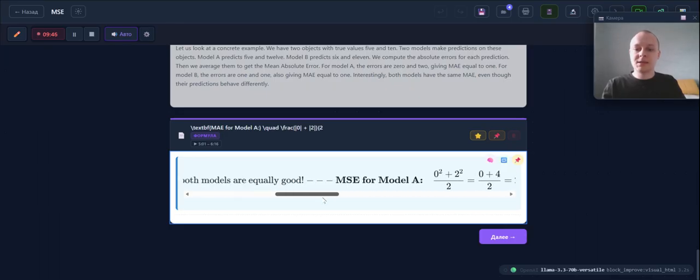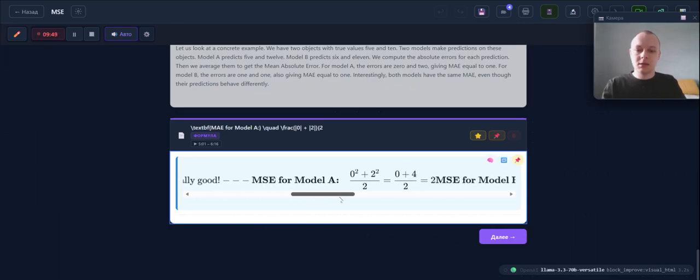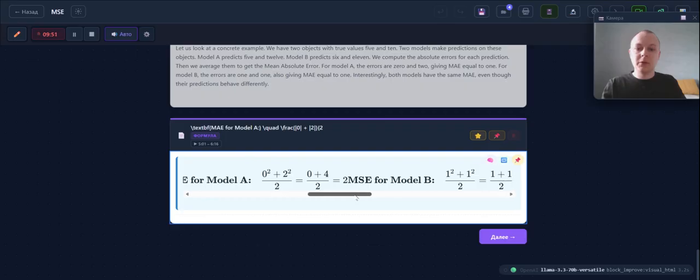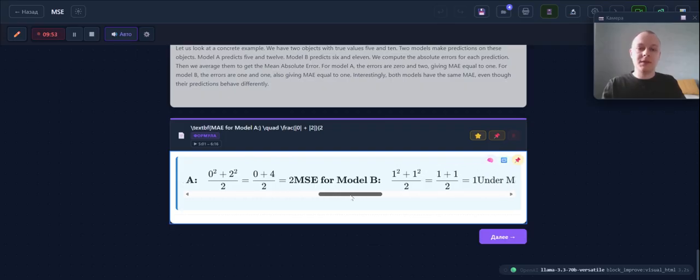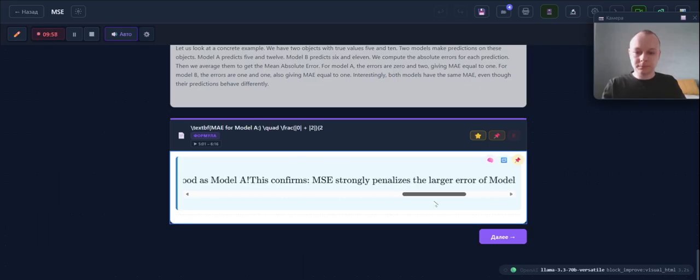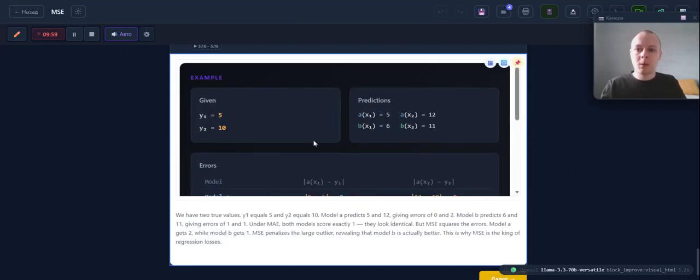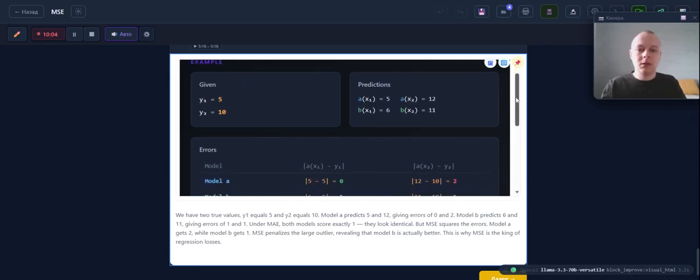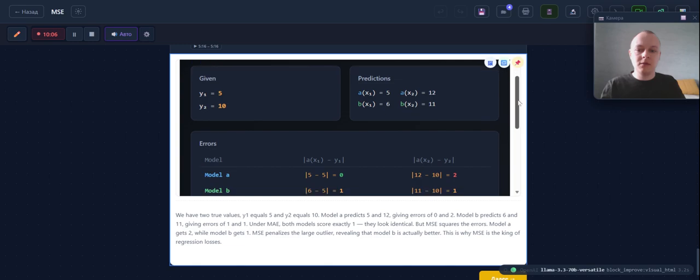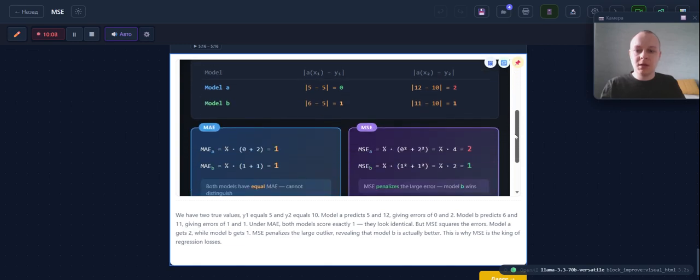In case of MSE, we will get a bit different result for the same task. We can see it right here. Our predictions, all stuff is the same. We have MAE on the left side that we already saw, and we have new MSE calculations on the right side.